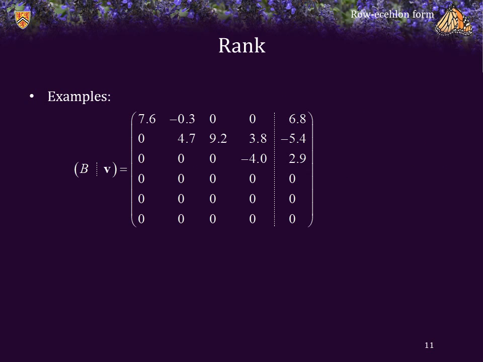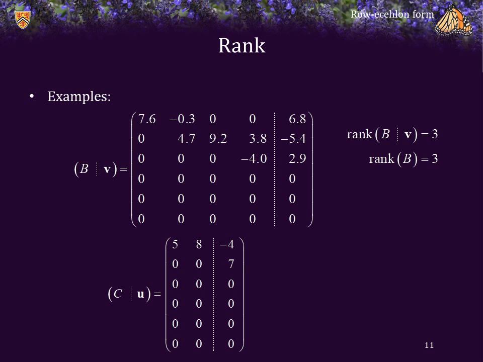Some examples. Here is an augmented matrix. The rank of this matrix is 3, as there are 3 non-zero rows. Thus, we would write it as follows. If we ignore the target vector B, then the rank of the matrix is still 3, as there are 3 non-zero rows even if we ignore the rightmost column.